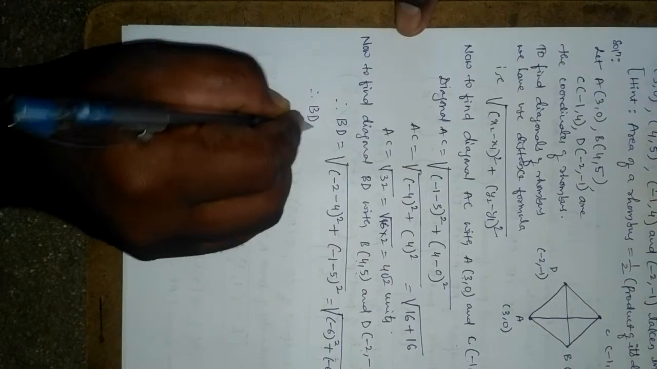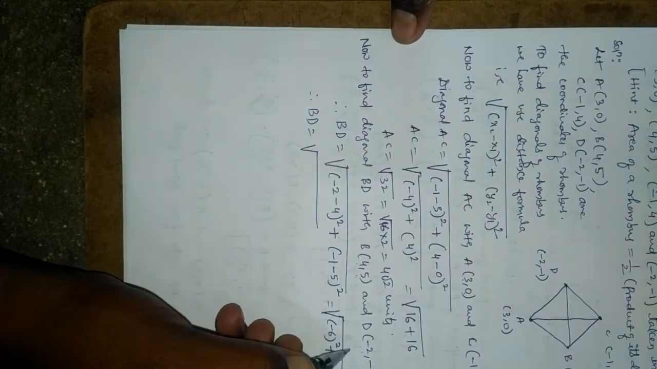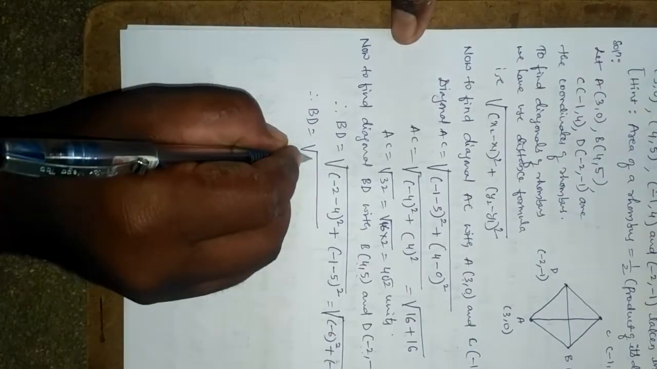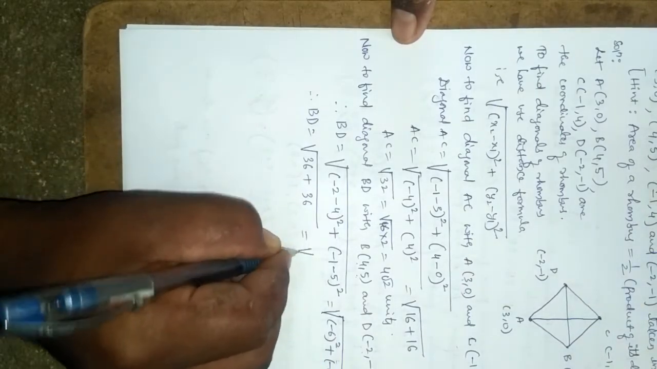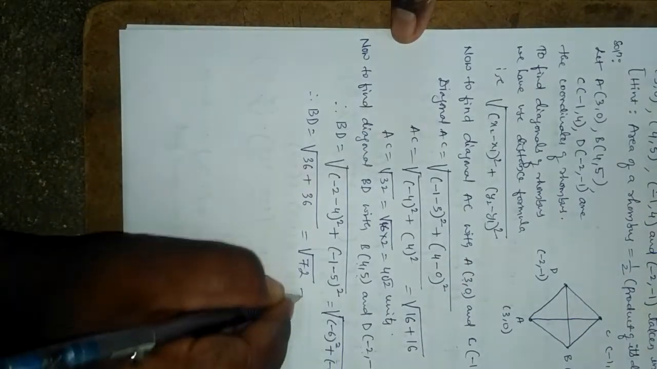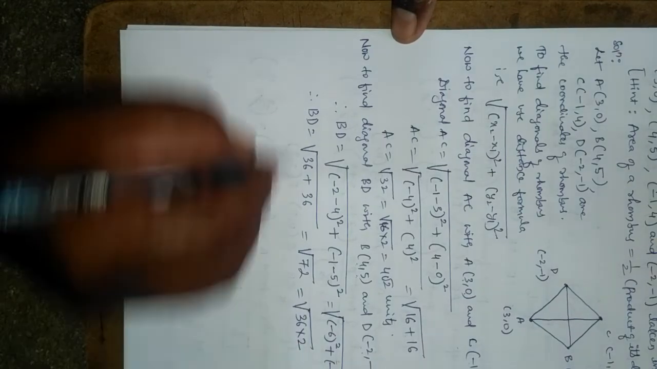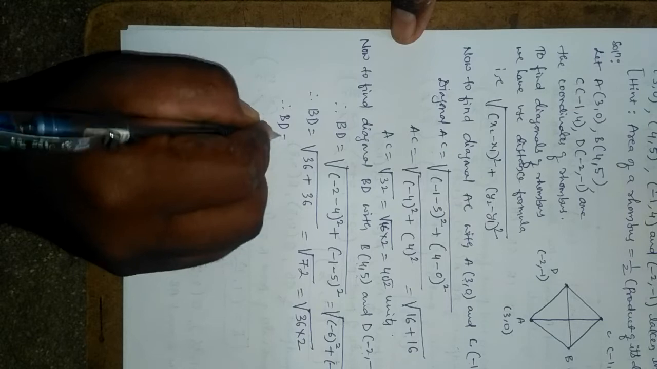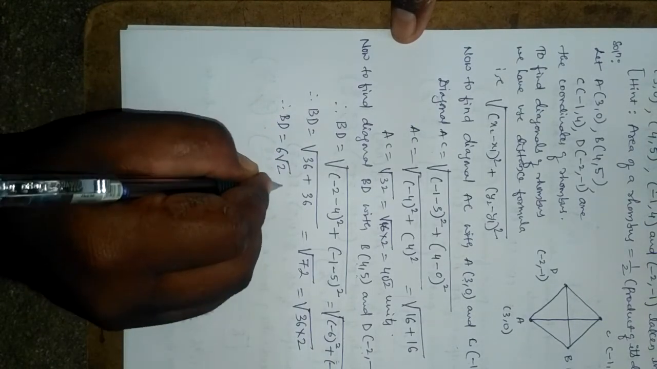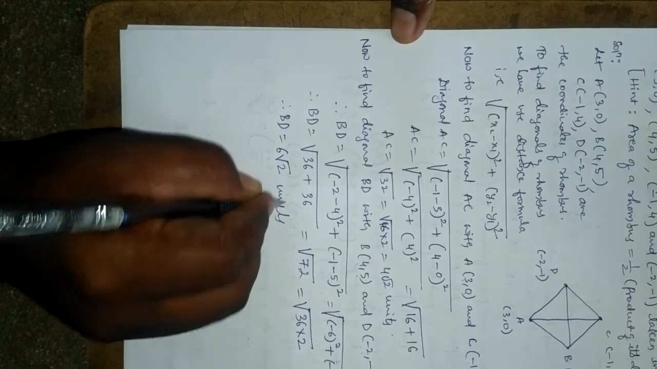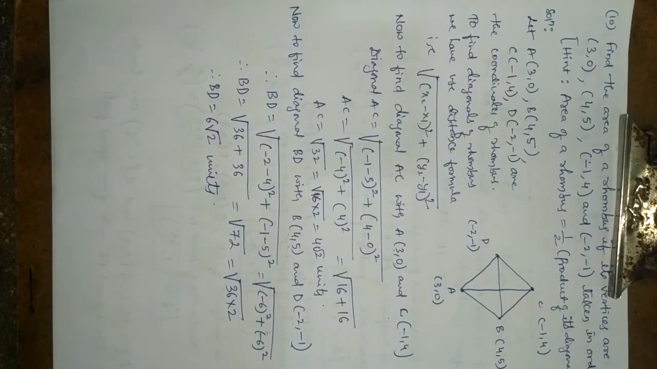Therefore BD is equal to under root, where (-6) square is positive. So 6 square is 36 plus 6 square is 36, so 36 plus 36 is 72. This one can be expressed as 36 into 2. 36 is a perfect square number. Therefore if you bring 36 outside the root, it becomes 6 root 2 units. So we got the diagonals AC and BD.